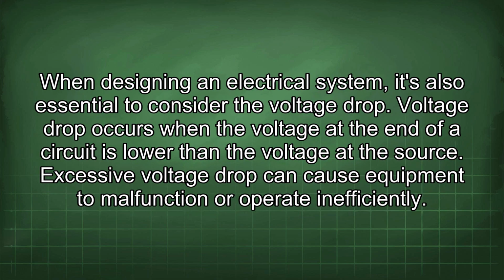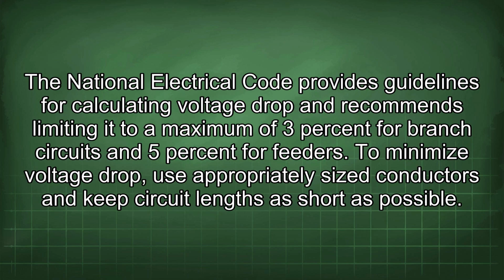When designing an electrical system, it's also essential to consider the voltage drop. Voltage drop occurs when the voltage at the end of a circuit is lower than the voltage at the source. Excessive voltage drop can cause equipment to malfunction or operate inefficiently. The National Electrical Code provides guidelines for calculating voltage drop and recommends limiting it to a maximum of 3% for branch circuits and 5% for feeders.